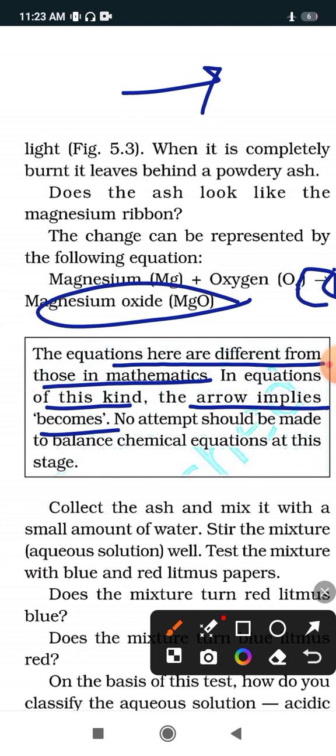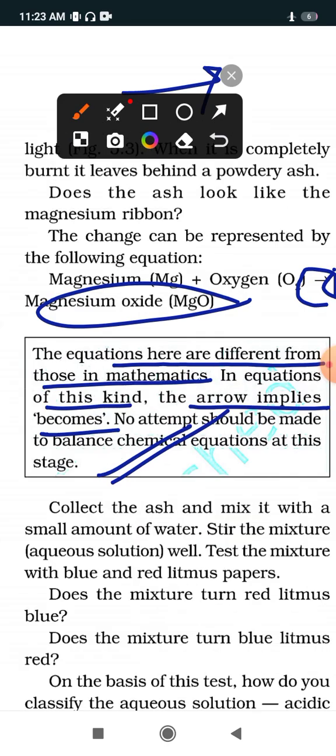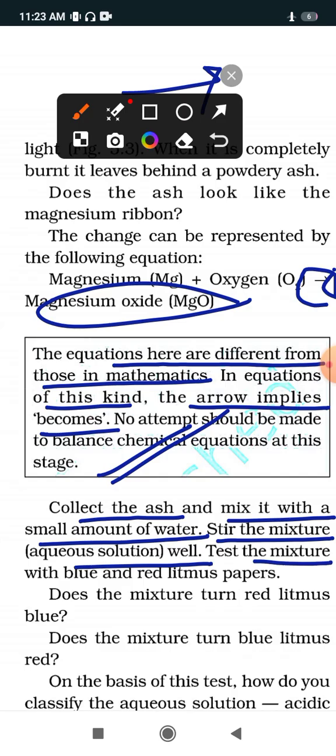No attempt should be made to balance the chemical equation at this stage. Clear? Now what is given? When we burn the magnesium flame, it will give ash. Now we will collect the ash and mix it with a small amount of water. We will add a little water to the ash, stir the mixture, and make an aqueous solution. Then we will do the litmus paper test with the mixture we have prepared.